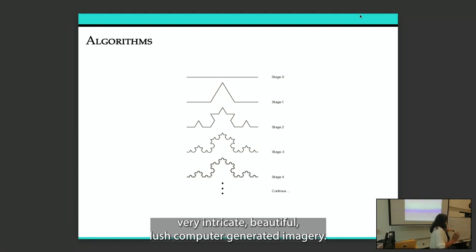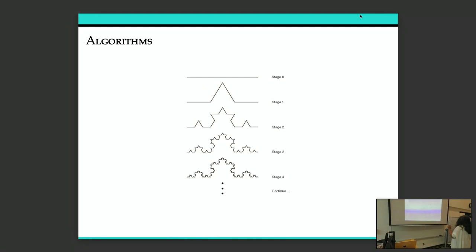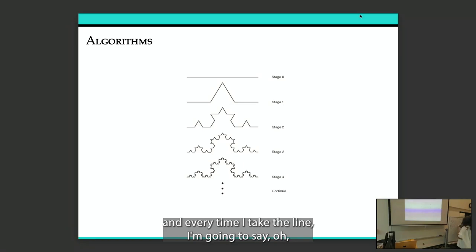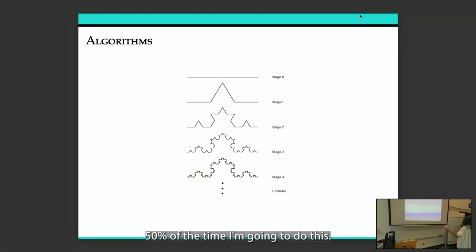You add one piece to this, which is probability. Just a little bit of randomness. And you can make whatever rules you want, but I'm going to start with that line. I'm going to make it into four. Each time, those are all one-third the size. But I'm going to add a coin toss. And every time I take the line, 50% of the time I'm going to do this, and 50% of the time I'm going to do this.